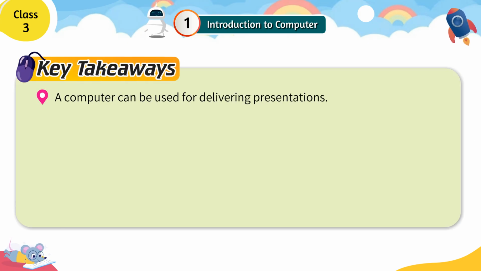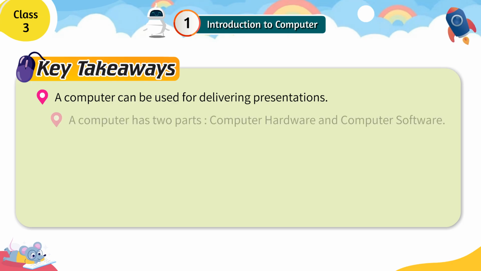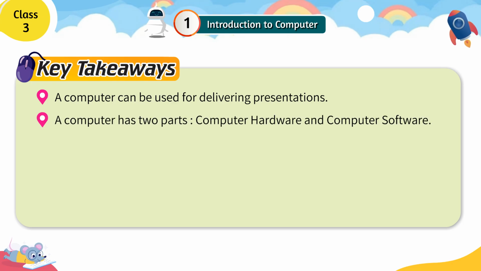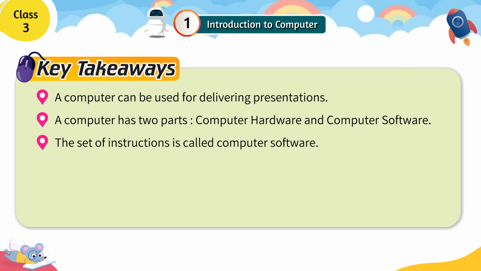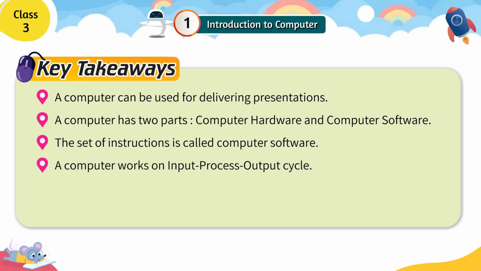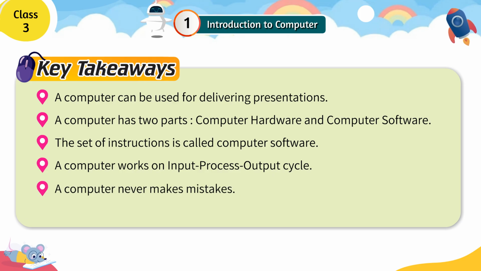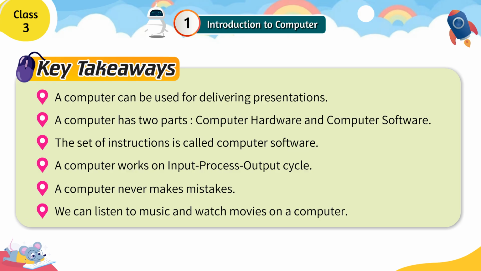Key takeaways. A computer can be used for delivering presentations. A computer has two parts, computer hardware and computer software. The set of instructions is called computer software. A computer works on the input-process-output cycle. A computer never makes mistakes. We can listen to music and watch movies on a computer.